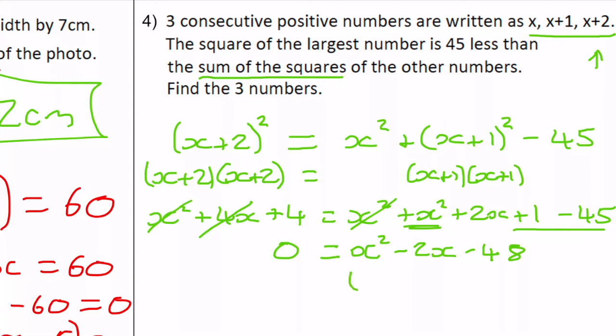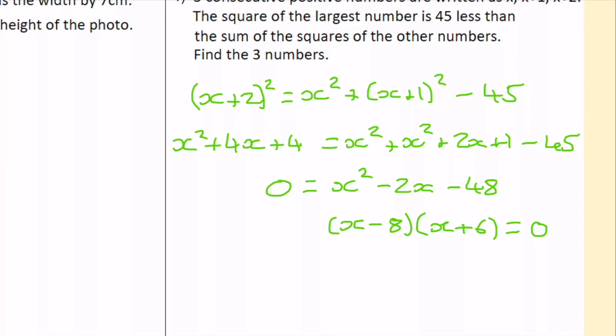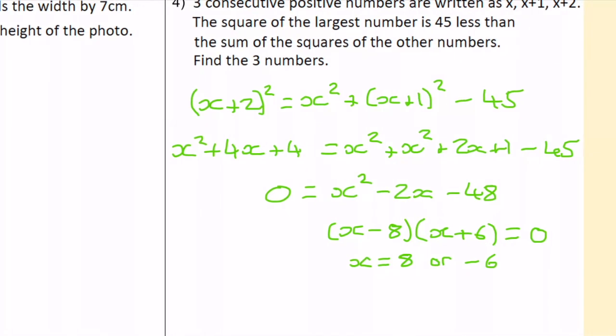Now we can factorise, and we end up with x minus 8 and x plus 6 equaling 0. So we get x equals 8 or minus 6. We know they were positive from the question, and so there were 3 consecutive positive numbers, so that means it must be 8. So that was my original x.